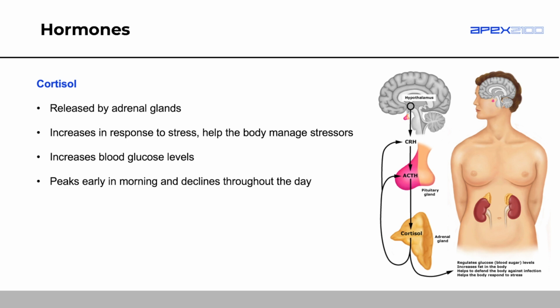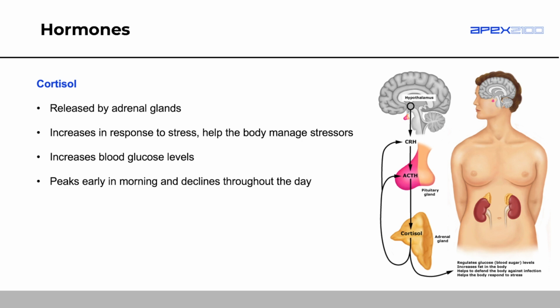So cortisol is a very well-known hormone. People call it the stress hormone. It's released by the adrenal glands, remember, on top of the kidneys. And this increases in response to stress and is there to help the body manage stress. So it's a very good hormone. It's got a bit of a bad connotation, but it also increases blood glucose levels, so it prepares that energy for the body to use, and it peaks early in the morning and declines throughout the day. So this is the normal sort of fluctuation of cortisol.